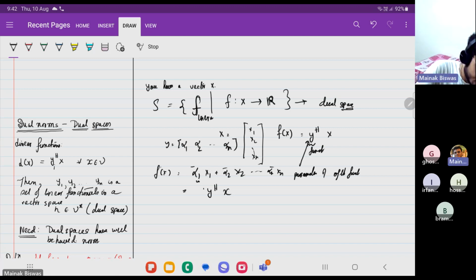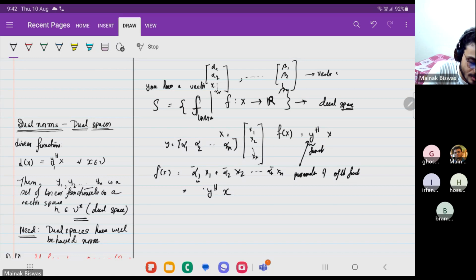Your dual space will be a space of all these linear functionals. So these will be vectors in themselves, yes or no? Alpha 1, alpha 2, dot, dot, alpha n, right? And you will have a set of all these vectors, beta 1, beta n, and I am saying that these will form a vector space. This is known as a dual space. So this set of vectors will have all the properties that we have defined for a vector space.